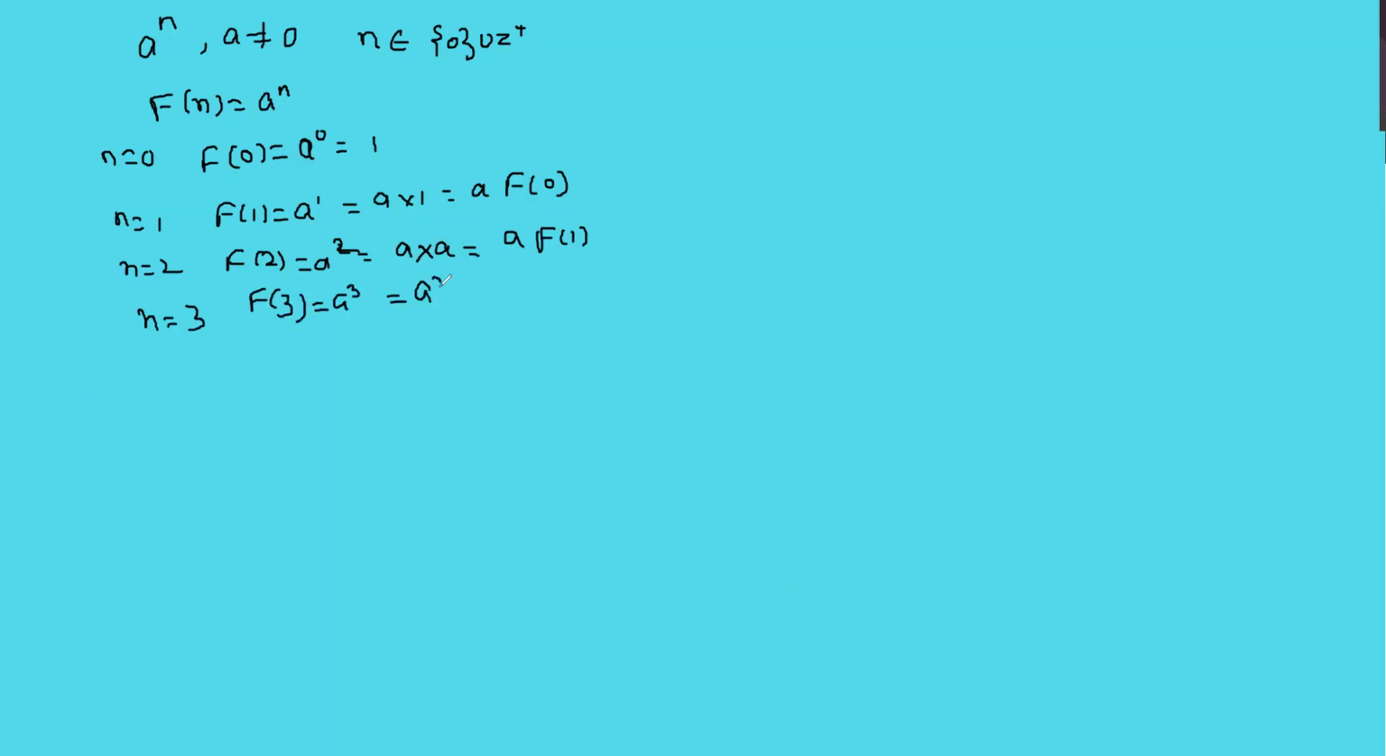A cube. A cube means what? A square into A. So this is A square into f of 1. A square can be written as A f of 2. Here I can write f of 2, right? Yes. And so on. A raised to k is A raised to k minus 1 into A. So you can write A raised to k minus 1. Understood?